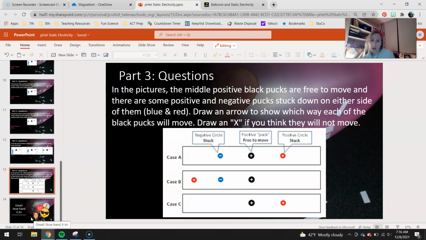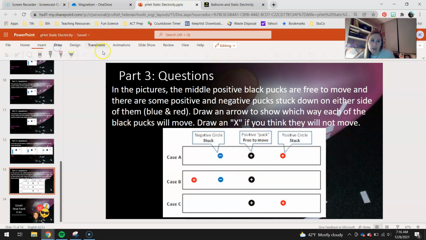In the pictures, the middle positive black pucks are free to move, and there are some positive and negative pucks stuck down on either side. So you guys will see the blue negative pucks, and then you will see the red positive pucks. And both of those are stuck, but again, remember the black ones are free to move. Draw an arrow to show which way each of the black pucks will move.